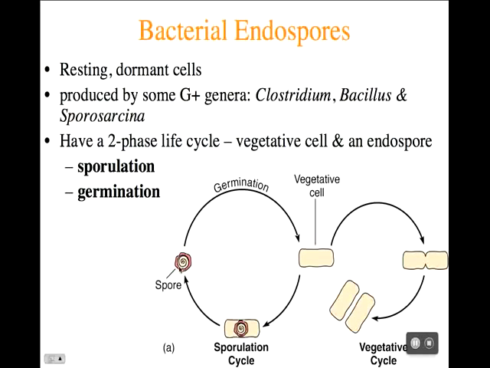What will happen is eventually, if they get into better nutrients, they'll germinate and go back to the vegetative life cycle. Okay? So these three genera can alternate between the vegetative life cycle if everything's good, or forming a spore if things are bad and waiting for the media to improve. And when it does, they'll go back to vegetative.